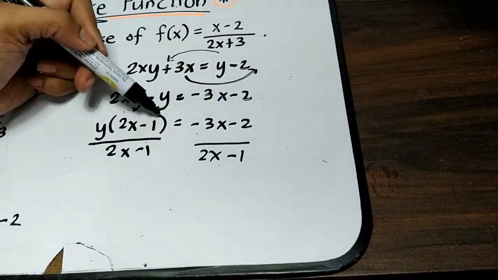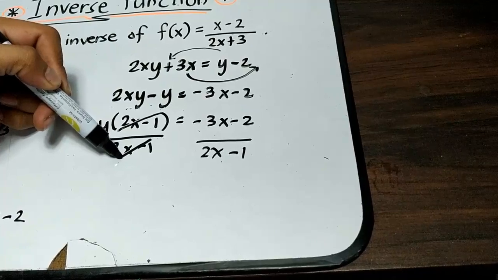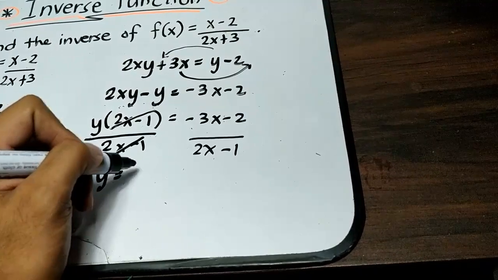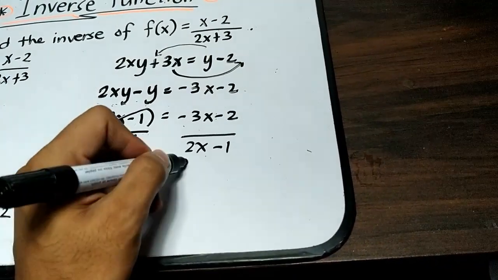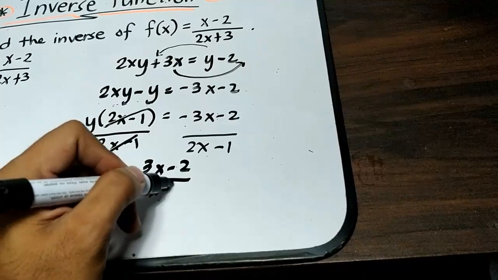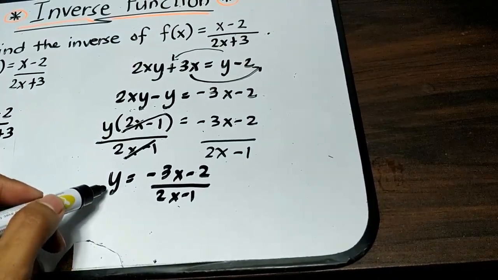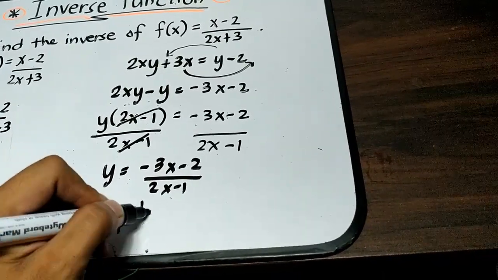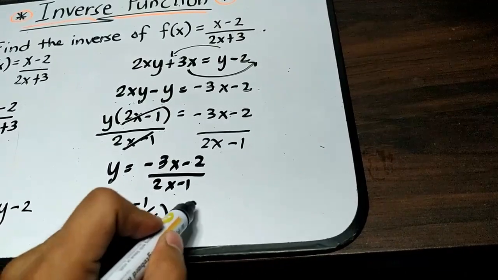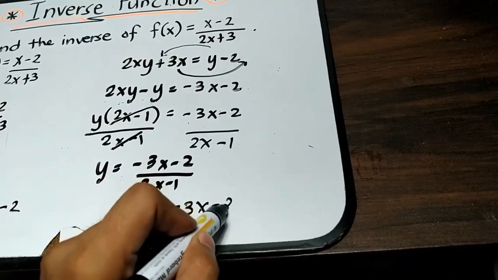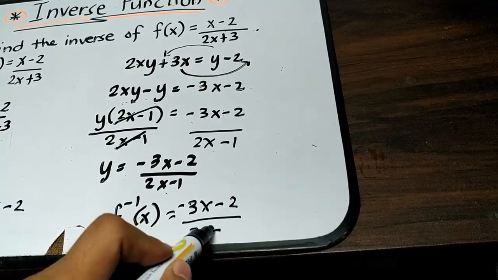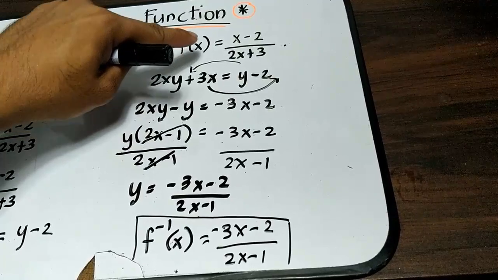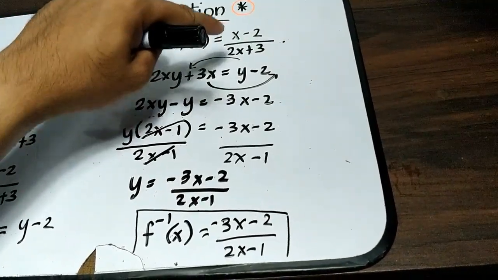So, kung mapansin nyo, pareha sila. So, we can cancel out this expression. And then, kung mapansin nyo, kung cancel out natin, the remaining one is y is equal to negative 3x minus 2 all over 2x minus 1. And then, last step, etong y natin is replace natin ng f inverse of x is equal to negative 3x minus 2 all over 2x minus 1. Ito na yung inverse ng f of x is equal to x minus 2 all over 2x plus 3.